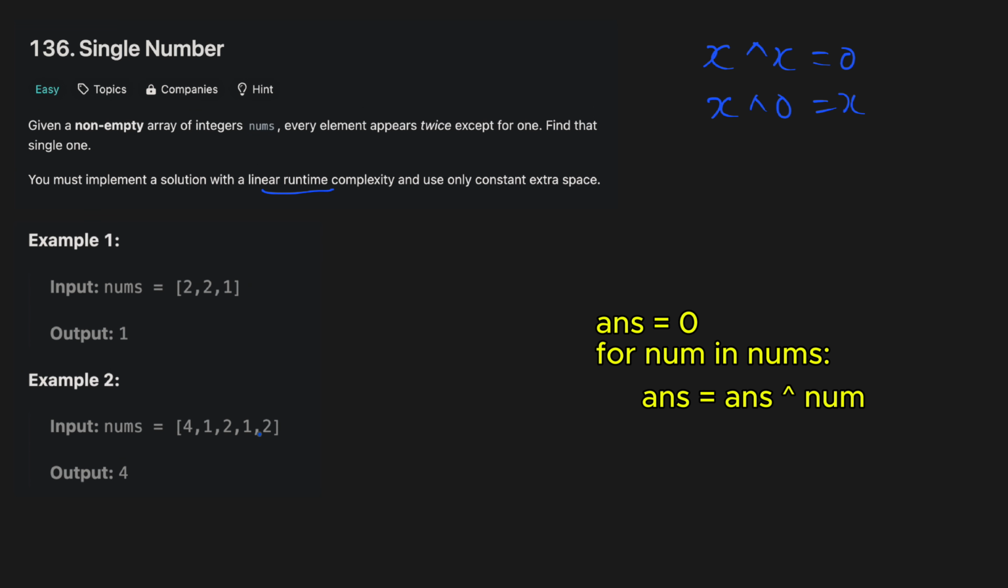Let's take example 2 for that. We know that the binary representation of 4 is 100, 1 is 001, and 2 is 010. So let's write these numbers down in their bitwise representation. First number we see is 4, so we write down 100, 1 is 001, 2 is 010. Then we see 1, which is again 001, and finally 2, which is 010. So now we perform the bitwise XOR between them.